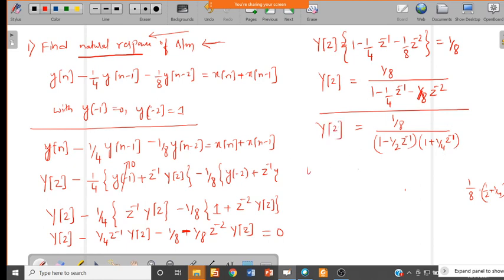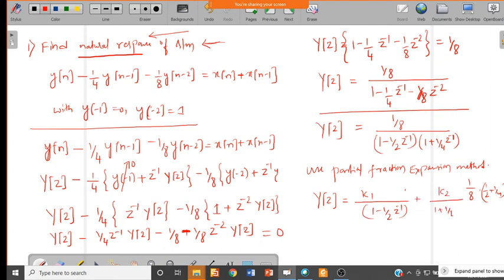So now we can use the partial fraction expansion method. So use partial fraction expansion method and find out the values of a and b or k1 and k2. So if you take y of z, which is equal to k1 by 1 minus half z inverse plus k2 by 1 plus 1 by 4 z inverse. So now find out the values of k1 and k2 and tell me.